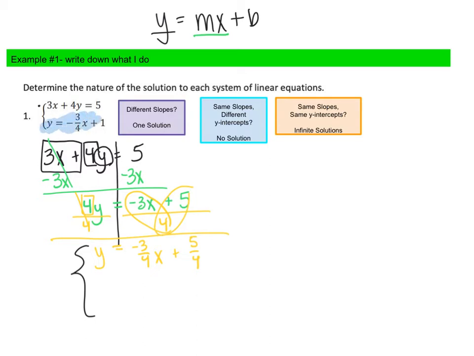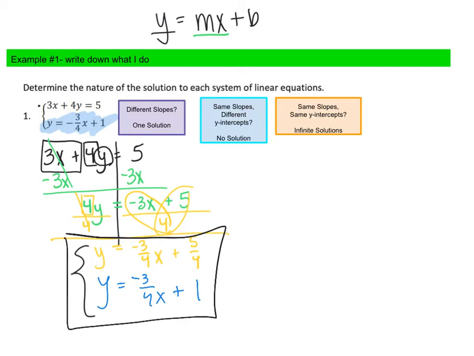It's written in y equals mx plus b, so I'm just going to copy it down here so I can see it. And it is y equals negative 3/4 x plus 1. So this is my system, but I'm not done here. I just needed to get it in slope-intercept form so I can determine how many solutions this has.